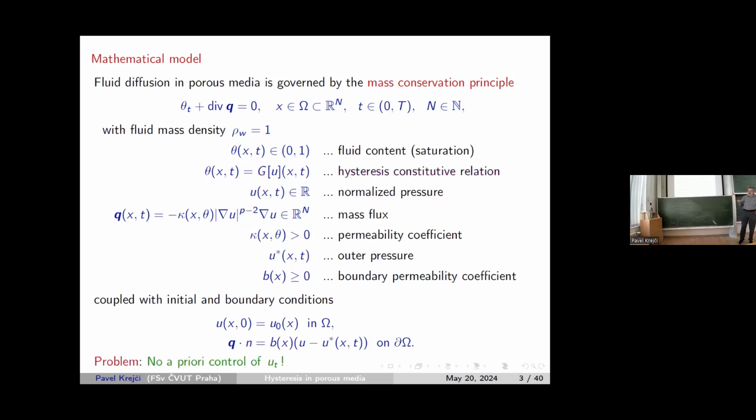The problem is that we have no a priori control of the time derivative of the pressure because of the property that at the turning points the slopes are horizontal. So even though we are able to control theta t in some cases, this does not mean that we control ut. Because even if theta t is bounded, ut can be unbounded. So we have to do something in order to get some internal estimates for ut.